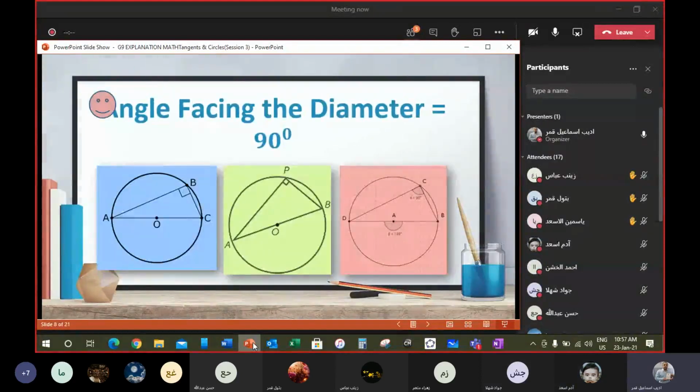Angle facing the diameter شو بتكون equal 90 degrees. يعني بيكون the vertex of the right angle on the circle and its extremities أو the sides of the right angle are the extremities of the diameter. بيكون الانجل 90 degrees.